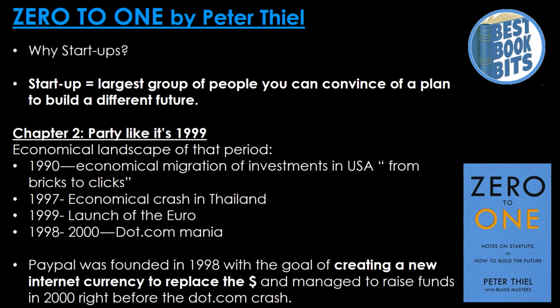Chapter 2, Party Like It's 1999. The economic landscape of that period, the 1990s: the migration of investment in the USA from bricks to clicks. 1997, economic crash in Thailand. 1999, launch of the euro. And 1998 to 2000, the dot-com mania.